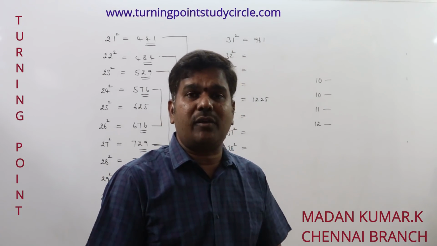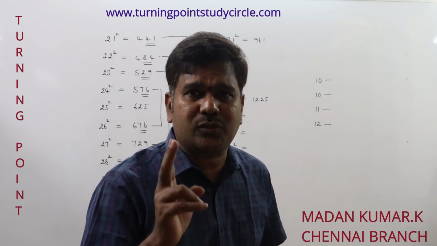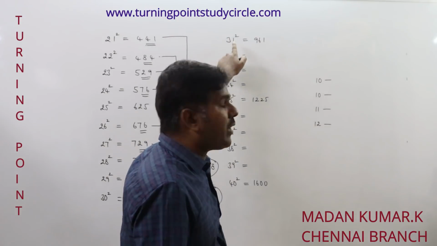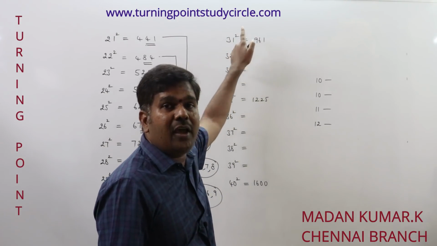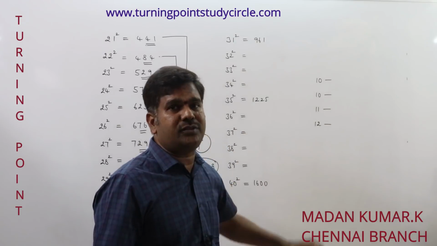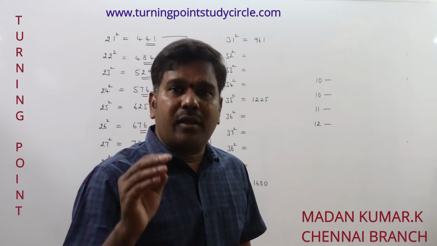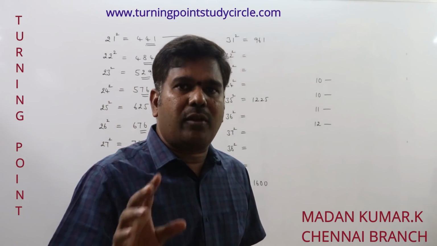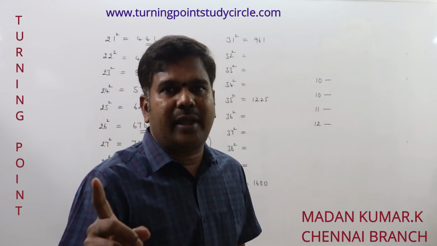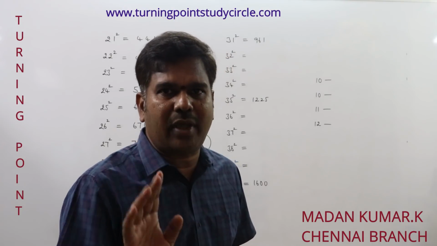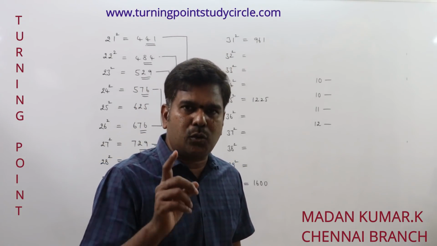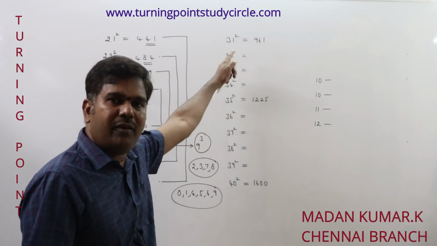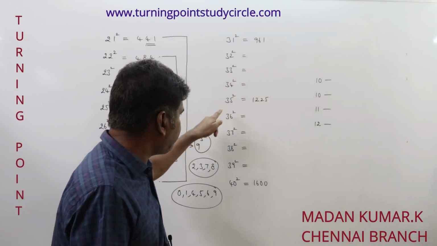I already told you 31 square is the last 2-digit square value which ends with 3-digit values. From 32 onwards you will be getting 4-digit values till 99 square. So 31 square, everybody remember 961.